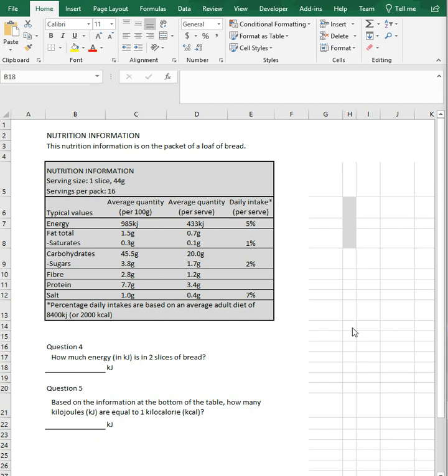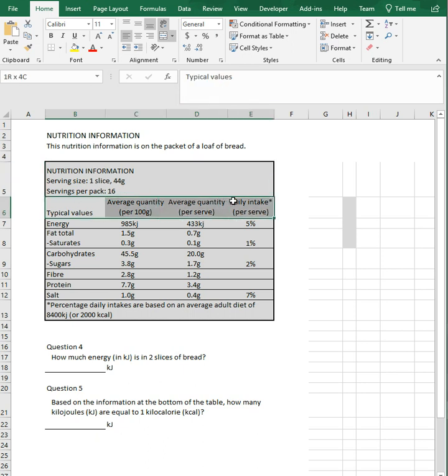Okay, so on the practice LANTITE test, I saw we had this question about nutritional information. This nutritional information is on the packet of a loaf of bread. The top part, we have the nutritional information, serving size, one slice, which is 44 grams. Servings per packet, 16. So therefore there's 16 slices of bread in one pack.